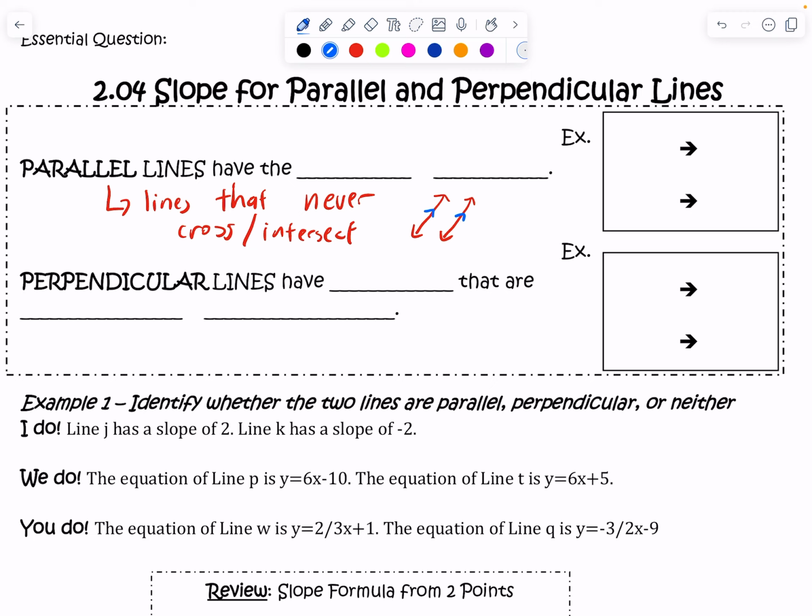And because they'll never cross, that means that they have the same slope. So it's a really easy concept. That means, for example, if I have the first line of the first slope, m1, if the first line of the first slope is 3, that means the slope of line 2, that's also parallel, will also be 3, right? Same slope.